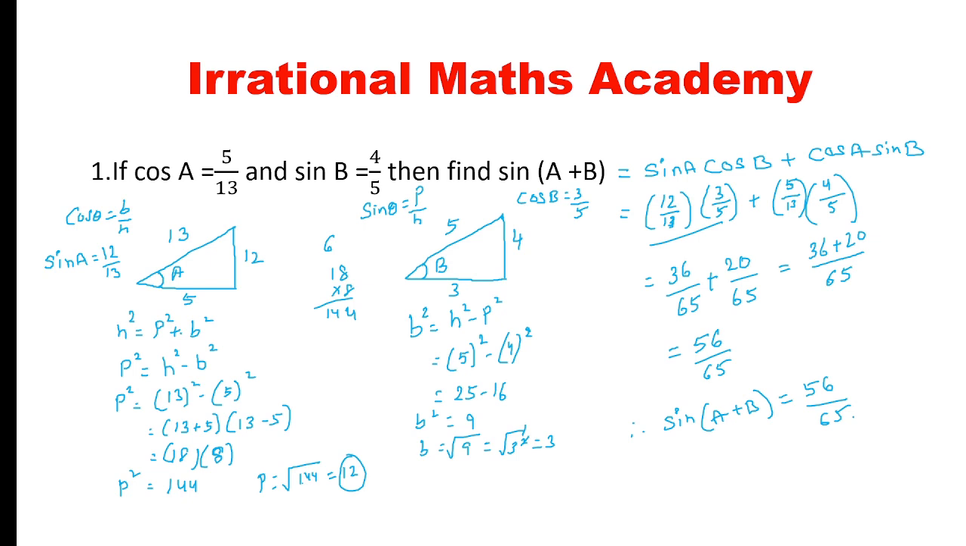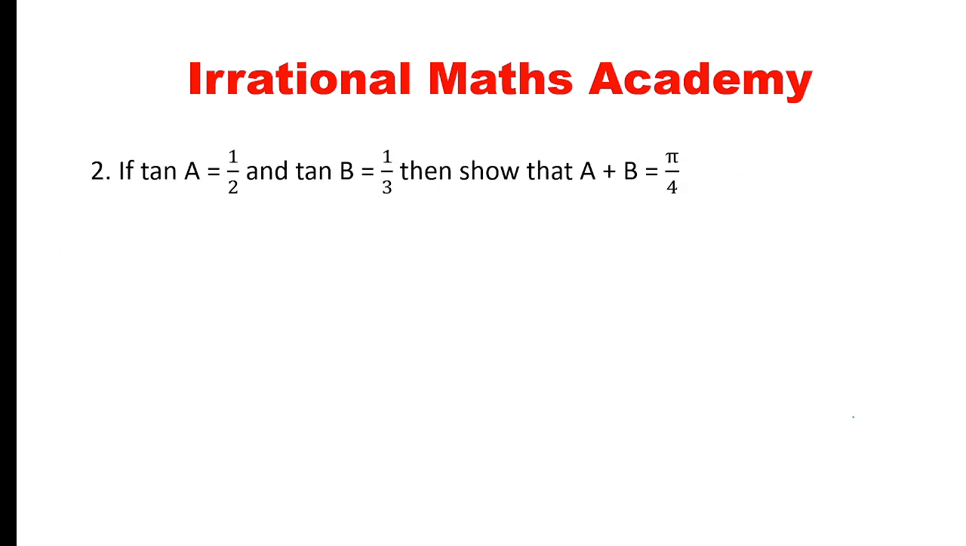Done. Next question. Here, tan value. So, solution. Tan A value is given. In an exam you have to write down that tan A is 1 by 2, and tan B equals 1 by 3 is given. Now they asked us to show that A plus B equals pi by 4, or 45 degrees. We have to prove it.